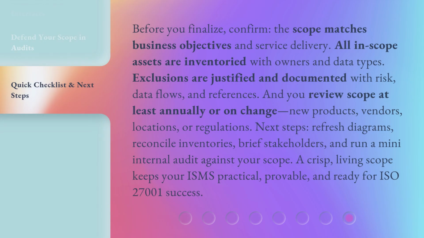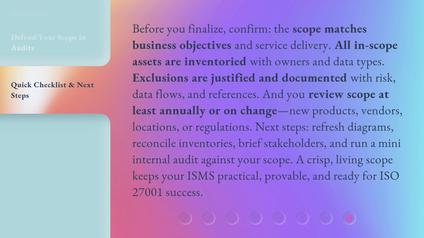Before you finalize, confirm. The scope matches business objectives and service delivery. All in-scope assets are inventoried with owners and data types. Exclusions are justified and documented with risk, data flows, and references. And you review scope at least annually or on change: new products, vendors, locations, or regulations.